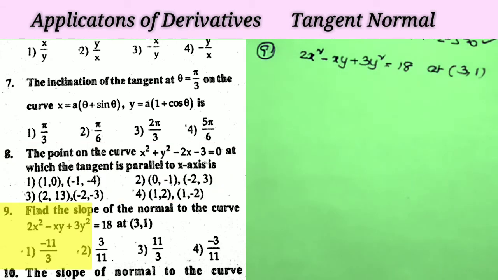That's all. Now the next question, find the slope of the normal to the curve 2x square minus xy plus 3y square is equal to 18 at the point (3, 1). Slope of the normal. For the slope of the normal, first we want the slope of the tangent. Okay, slope of the tangent, and after that taking minus 1 by m, that is the slope of the normal, where m is equal to slope of the tangent.